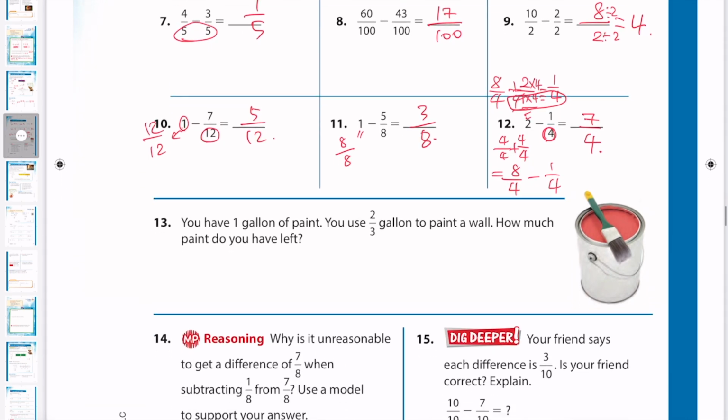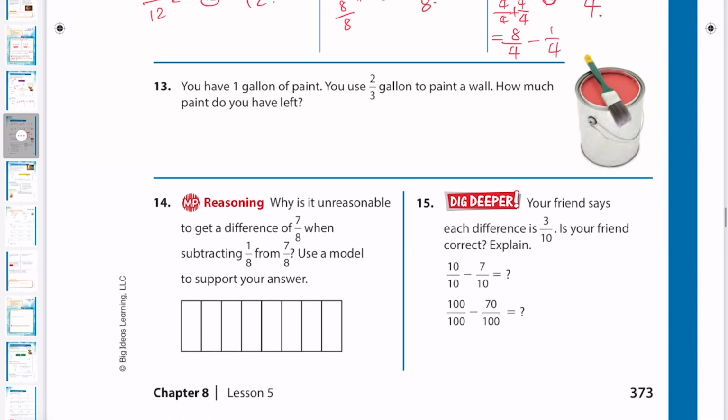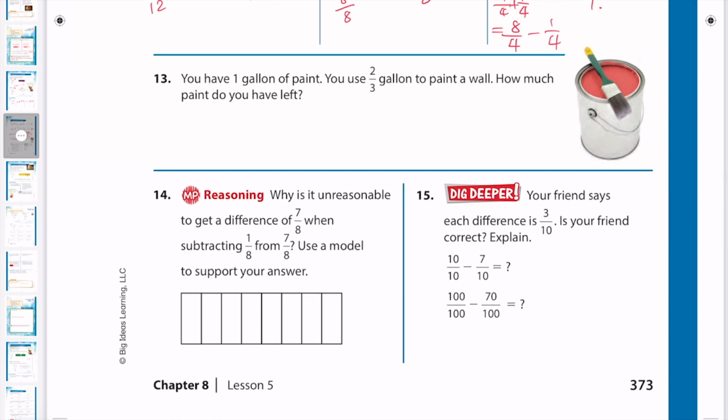Get together. Number 13, you have 1 gallon of paint. You use 2/3 gallon to paint the wall. Now, how much paint do you have left? 1 gallon minus 2/3 gallon. And 1 can be transferred into what? 3 over 3, right? So 3 take away 2 over 3 is what? 1 over 3. So you have 1/3 gallon left.